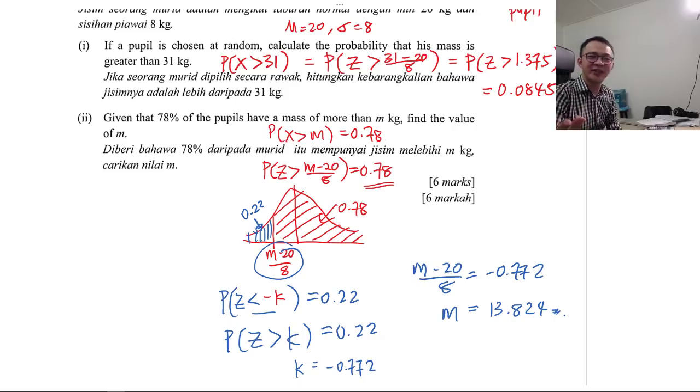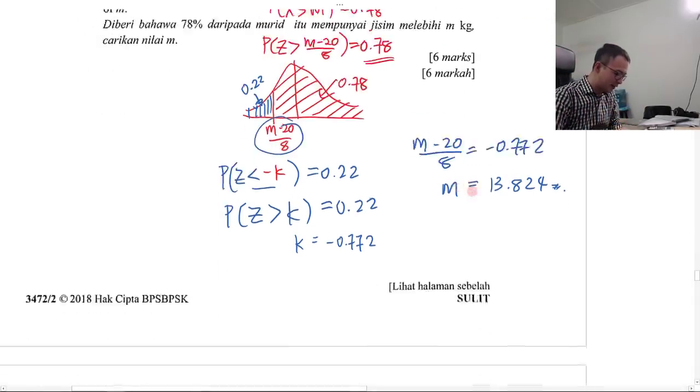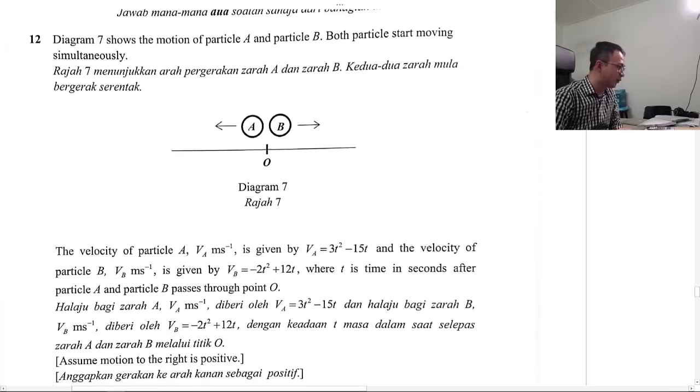Because 0.78 you can't find, even though you want to. Of course, there are other Z value tables where you can find 0.78, but for SPM you definitely cannot find it. So you have to convert it. This explains why I use 1 minus it. Okay, let me move on to question 12 here.